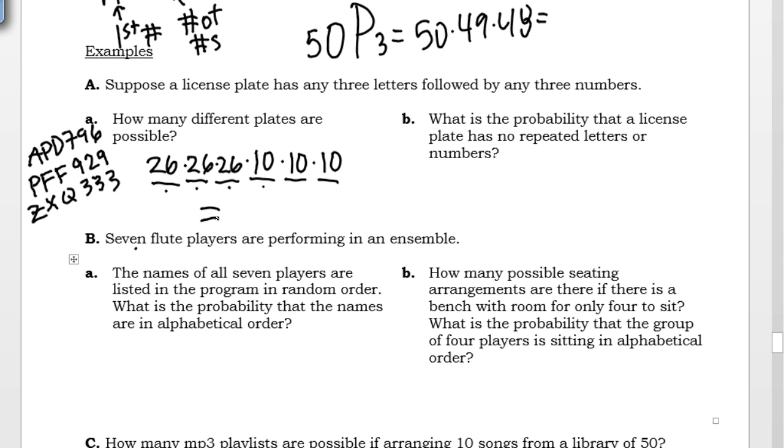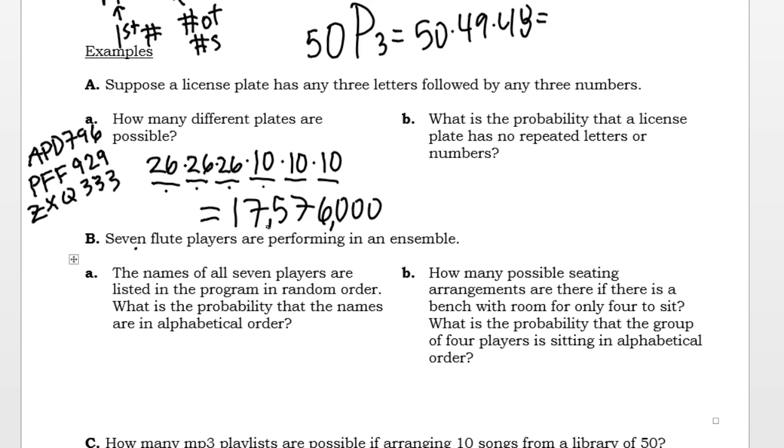26 times 26 times 26 times 10 times 10 times 10, 17,576,000. So there are over 17 million possible license plates. To list those all out would take quite a while.